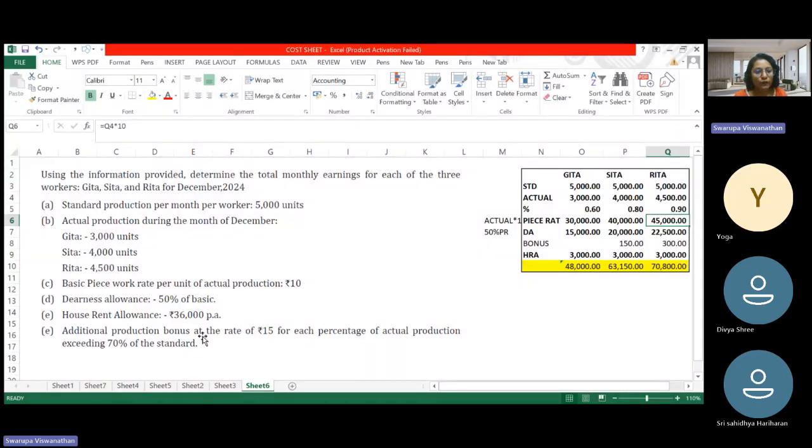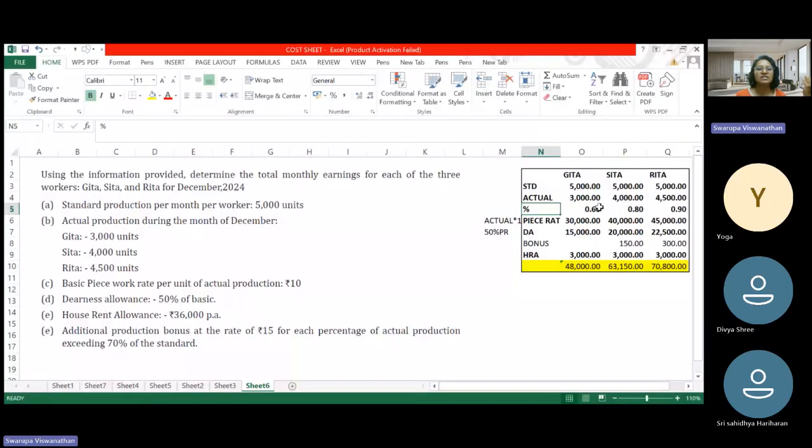Additional bonus of 15 rupees for each percentage of actual production exceeding 70%. That is why I told you that invariably when you are given actual and standard output and the question relates to labor cost computation, you will have to calculate the efficiency component. So above 70% efficiency, for every percentage above 70%, 15 rupees is given.